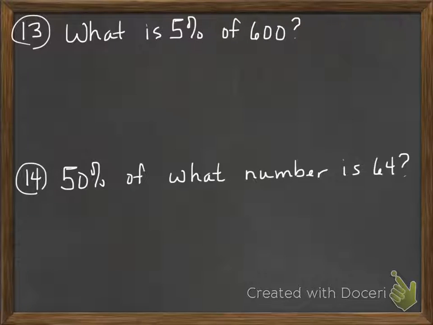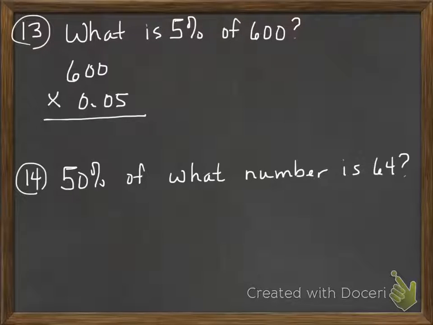Number 13, we're working with some percentages here. It says what is 5% of 600. So you could kind of think of this like a sale price. If you are purchasing something for $600 and it's 5% off, we would just take the 600. We would multiply it times the decimal for 5%. Remember, when you remove the percent sign, you take the decimal and move it 2 places to the left. So if I do that, I get 0.05.